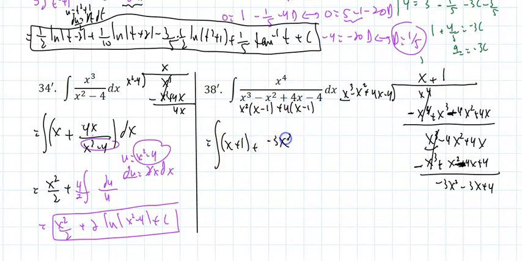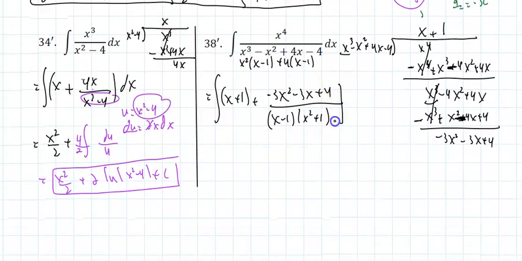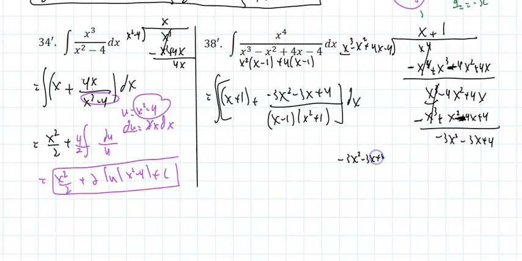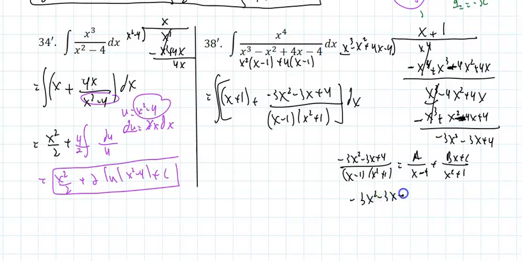So this is the integral of x plus 1 plus a negative 3x squared minus 3x plus 4 over x minus 1 times x squared plus 1. And again, the same deal. All of this, of course, dx. So if I take negative 3x squared minus 3x plus 4 over x minus 1 times x squared plus 1, the least amount of work I could do is this much. I'm going to say this is a and this is bx plus c. Clear the fractions. I could use the book's method in this case. I could use our method, whatever you like.